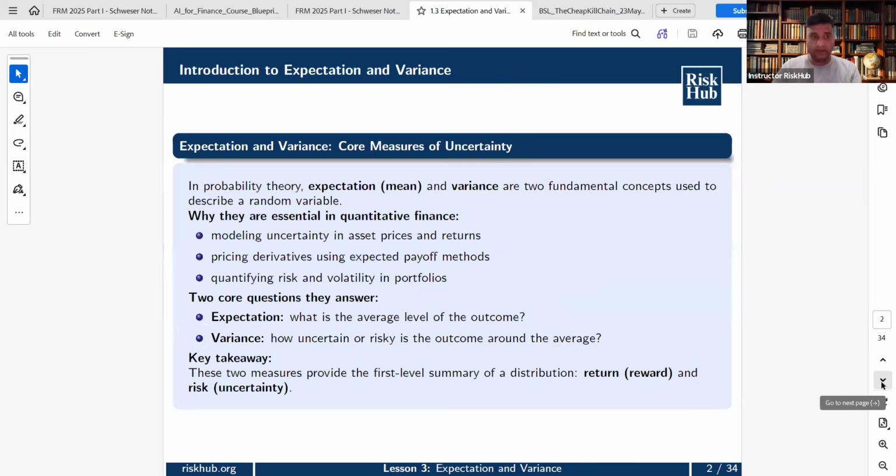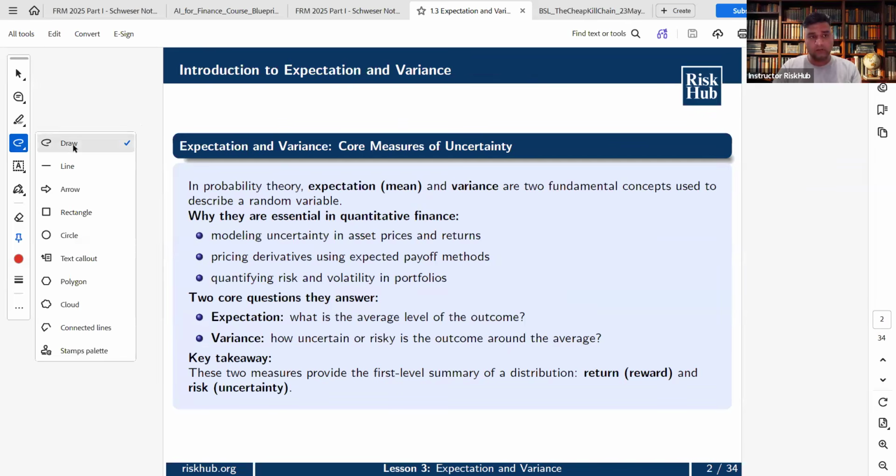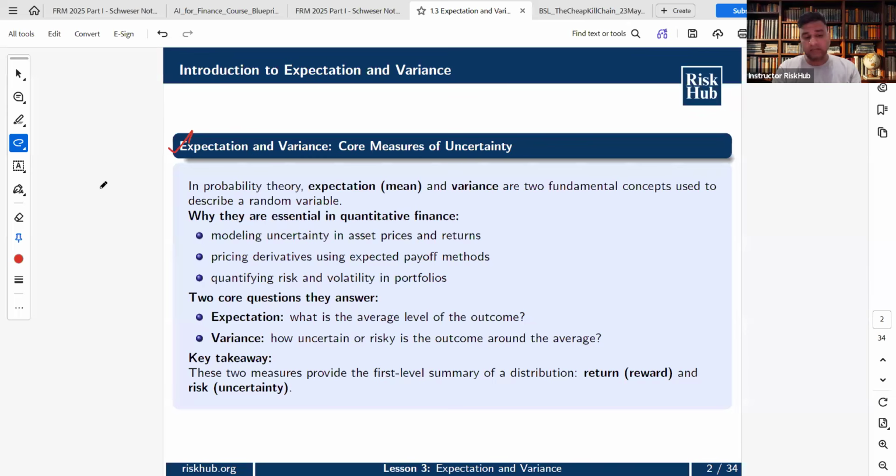Now, the first part: introduction to expectation and variance, probability and statistics, chapter 1, fundamentals of probability, lesson 3, expectation and variance. This lesson is one of the most important lessons of quant finance because expectation equals reward and variance equals risk. The entire investment industry is basically trying to maximize the first and minimize the second.